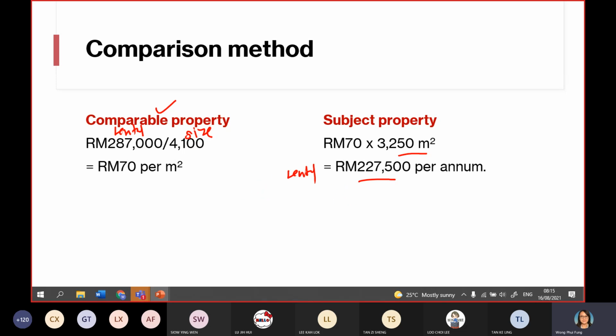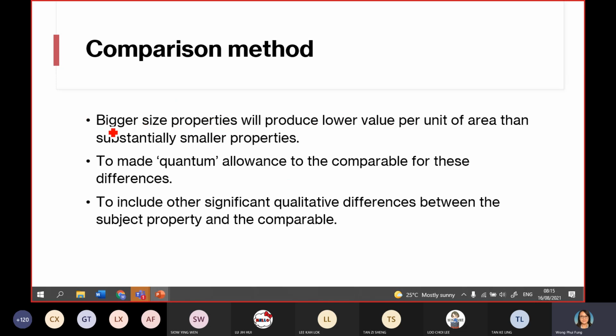Okay, but for this method, there are some limitations. First, bigger size property will produce lower value per unit of area than substantially smaller property.